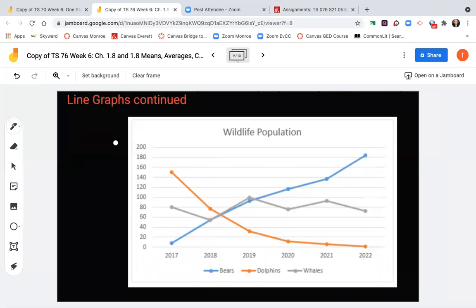I want you to take a moment and just look at this one. Please don't feel like you have to copy this down. But I'm going to ask you this question. What 2 types of animals do we need to be most concerned about based upon the change over time from 2017 to 2022? What are the 2 types of animals we should be the most concerned about? Let you think, look at the chart. Blue is for bears, orange is for dolphins, and gray is for whales.